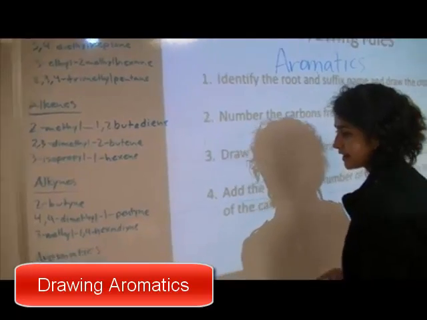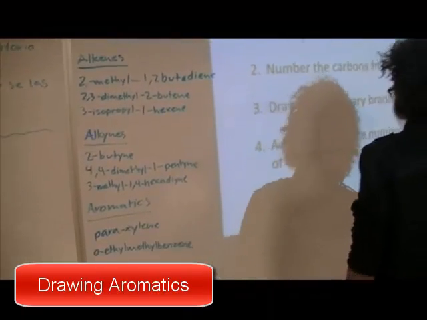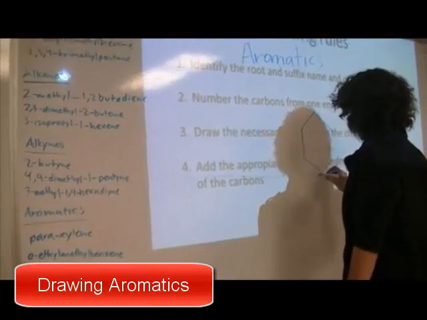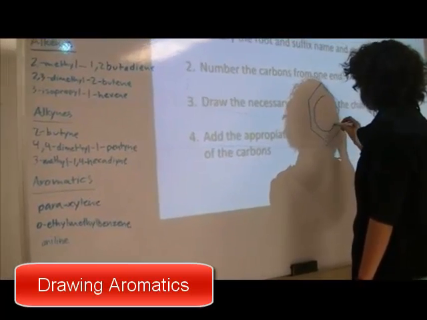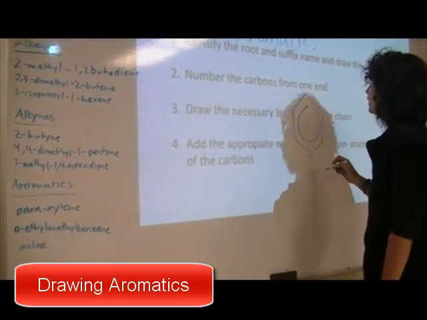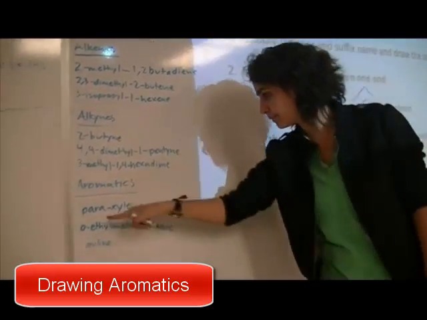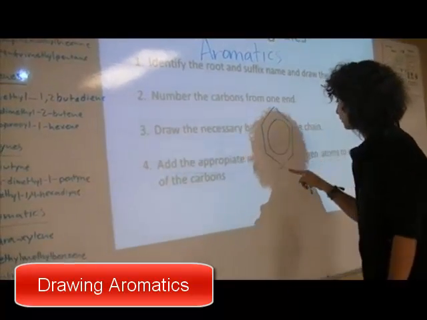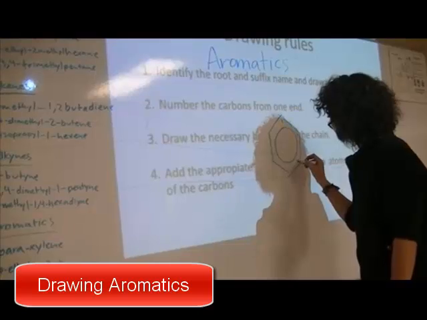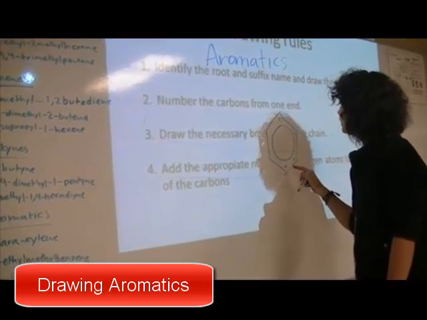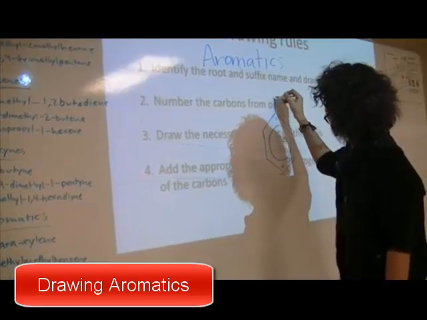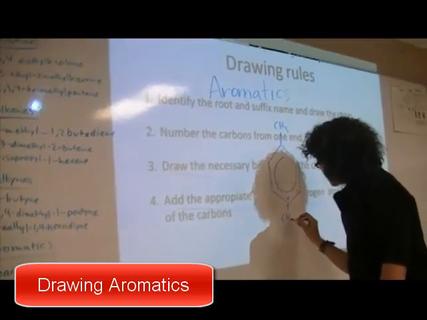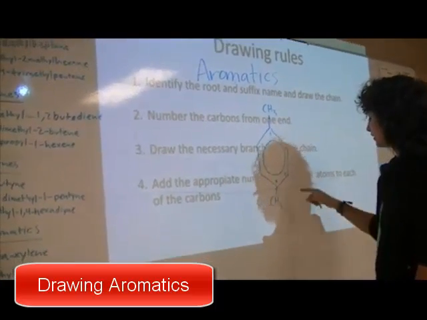Aromatics. The first aromatic is paraxylene. It's an aromatic, so it will have the benzene ring. And because it has the term para, it means that it has 2 methyls in the place number 1 and number 4. 1, 2, 3, 4. The numbers are not necessary. So it's a methyl here, carbon, and so this is paraxylene.